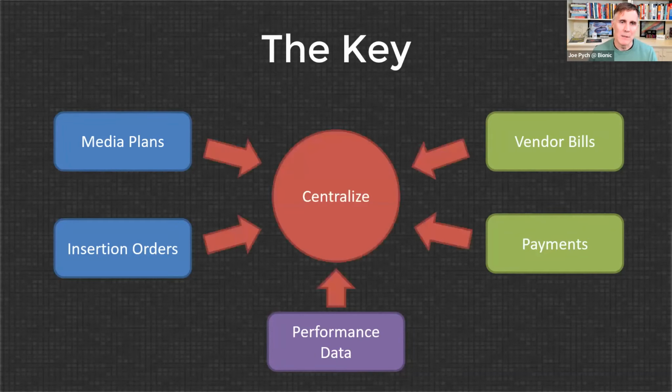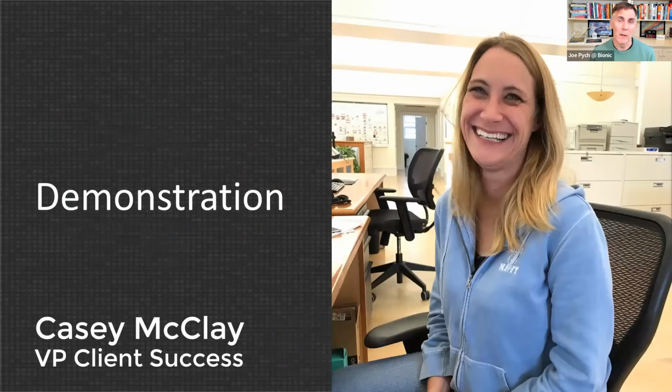And so the real key is to centralize all of this information, to bring it all together in one place, so then if you have all the data together, you can achieve that magic reconciliation because you can do all these calculations. And that's exactly what Bionic can do for you. And I guess at this point, I'll turn it over to Casey to show you a real quick demo of this process in action.